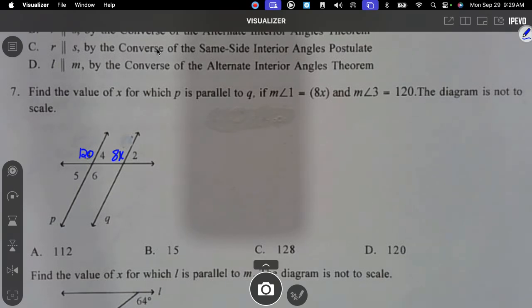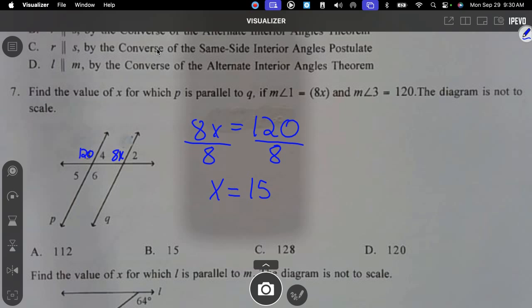They equal because they are what kind of angles? Corresponding. Okay, so I would set them equal. I would write 8x equals 120. Then what do I do? You divide by 8. And what is 120 divided by 8? 40... wait, nope. I don't know. 15?